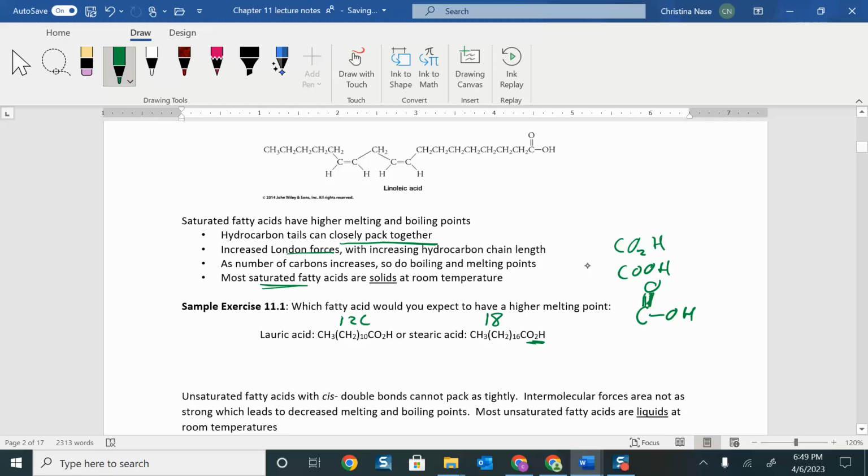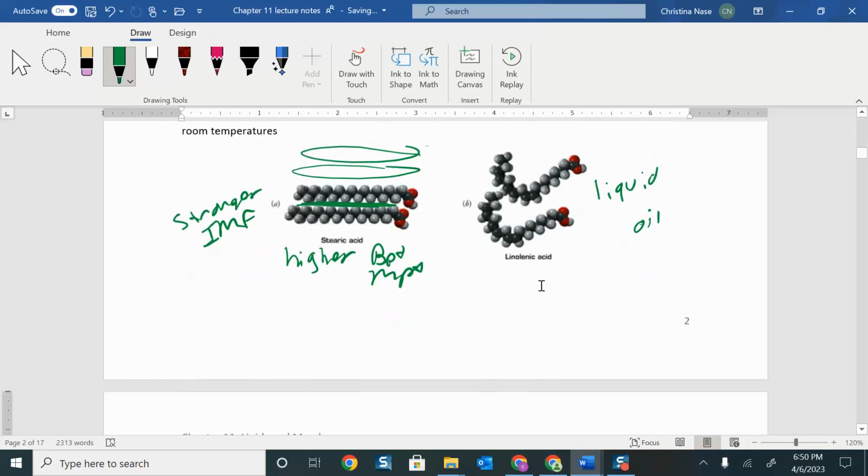Because this one has more carbons, it also has more hydrogens, because each carbon has 4 bonds and comes with all the hydrogens it needs to satisfy its octet rule. Because this one has 18 carbons and the other only has 12, the one with 18 is going to have a higher melting point. It's harder to melt, with stronger intermolecular forces. So increased carbon chain length, and therefore increased molar mass, increases the boiling point and the melting point.